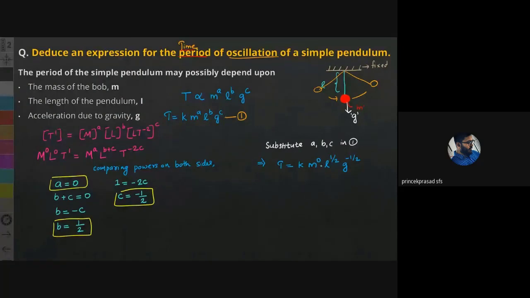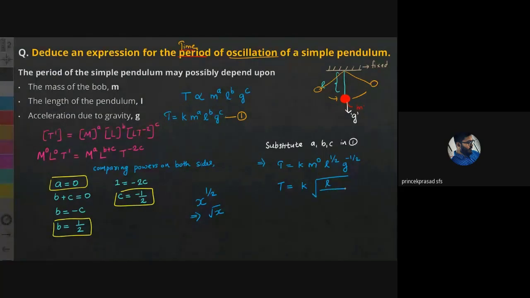Now M raised to 0. What will happen to that term? M raised to 0 is 1, so that will vanish. I don't need to write M. Then the remaining is L raised to 1 by 2 and G raised to minus 1 by 2. In general, if you have a number or any variable x raised to 1 by 2, how shall I express it? Root over x. So L raised to 1 by 2 means root over L.